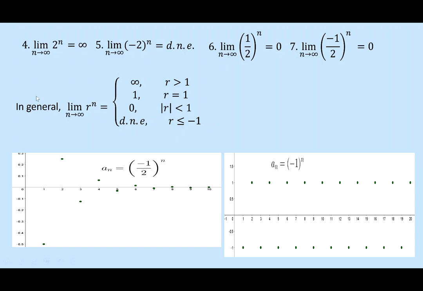So I've combined all of that and I've given you this. The limit of r to the n as n approaches infinity is infinity if r is greater than 1, 1 if r equals 1, 0 if the absolute value of r is less than 1, and does not exist if r is less than or equal to negative 1. Okay. This you must remember, please.